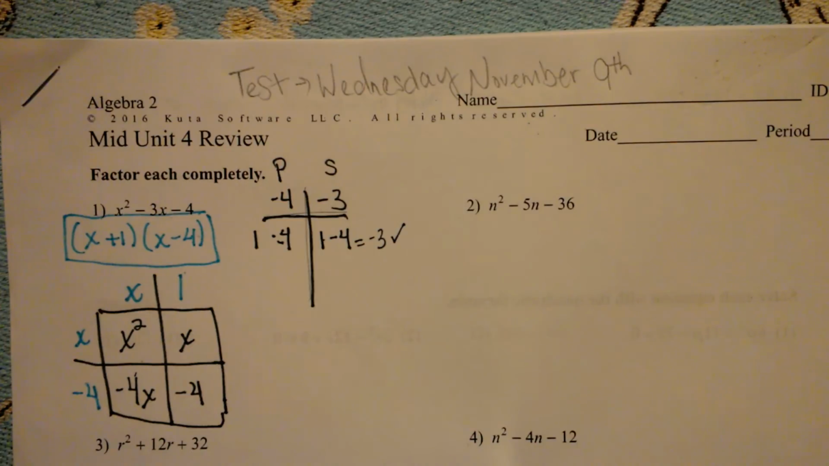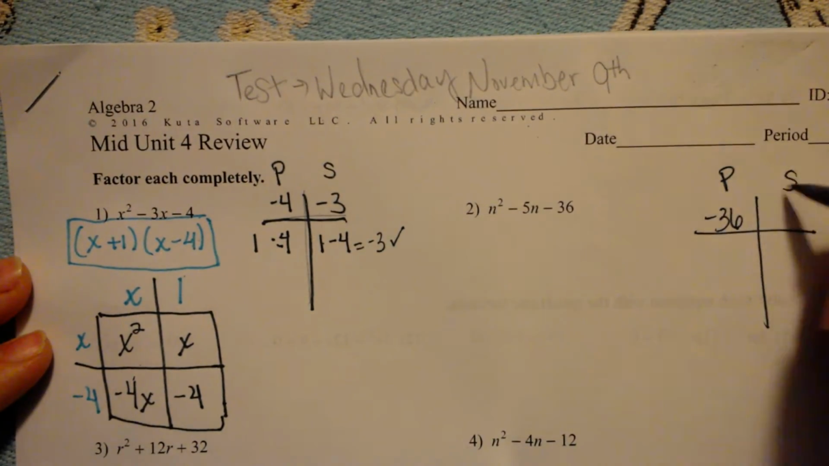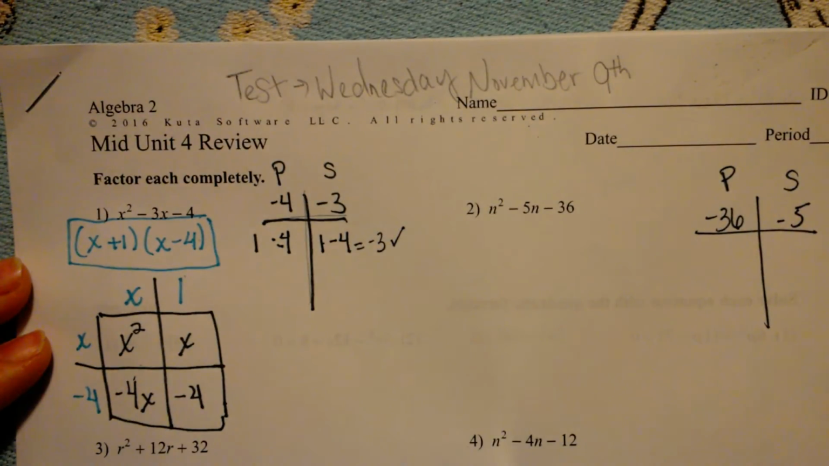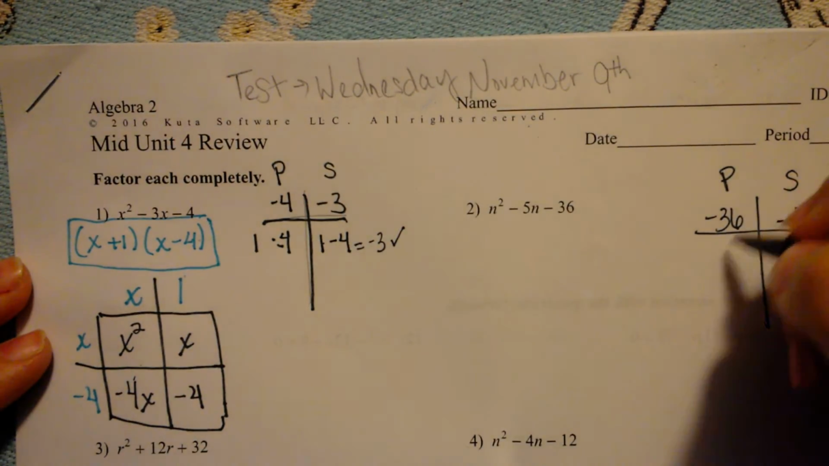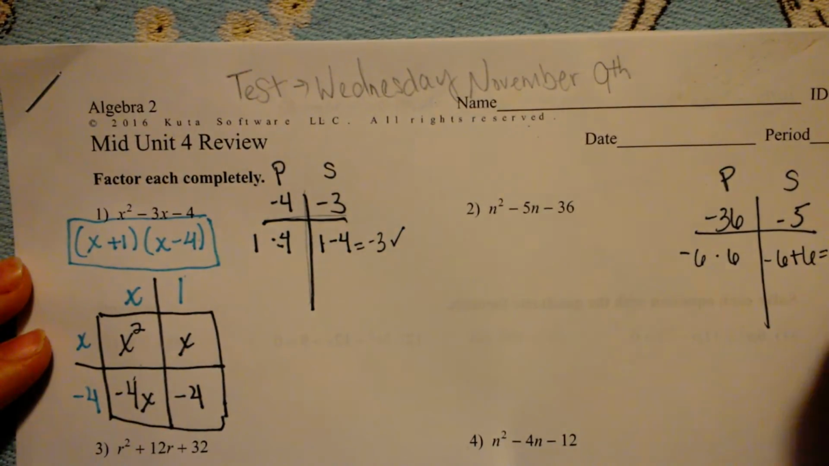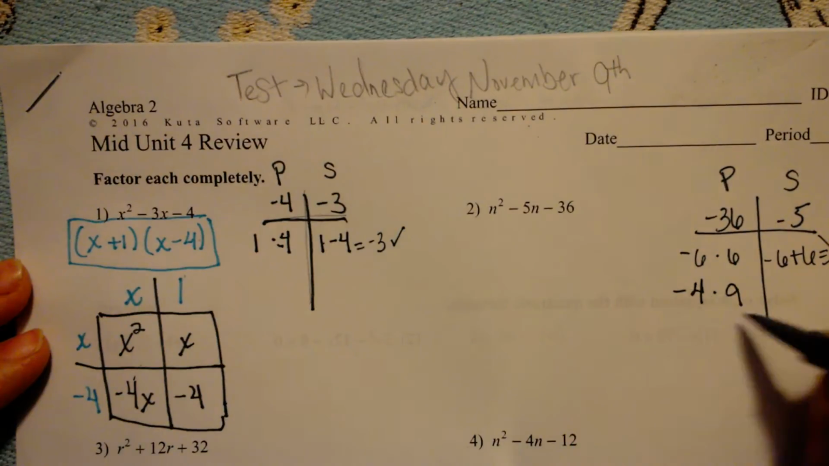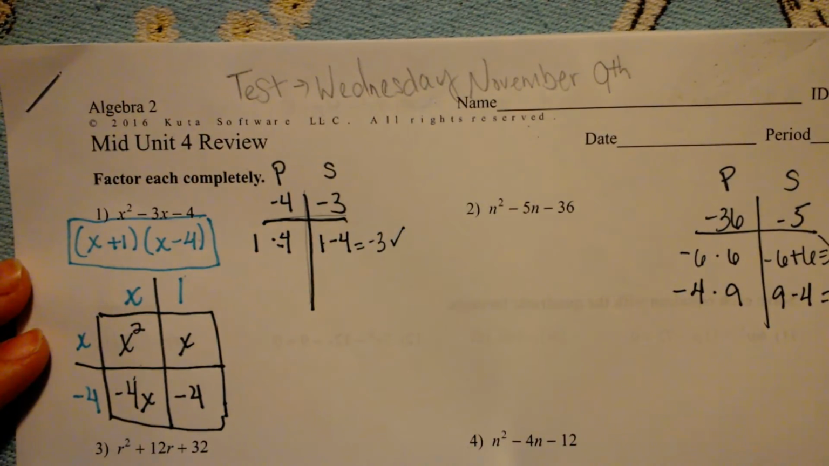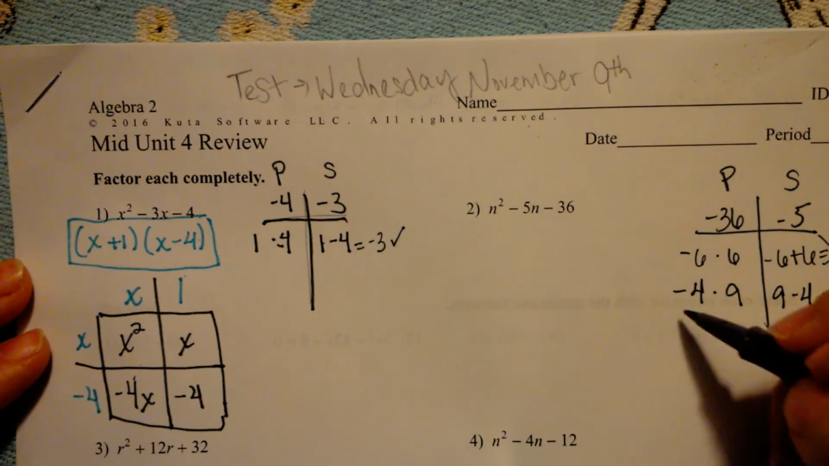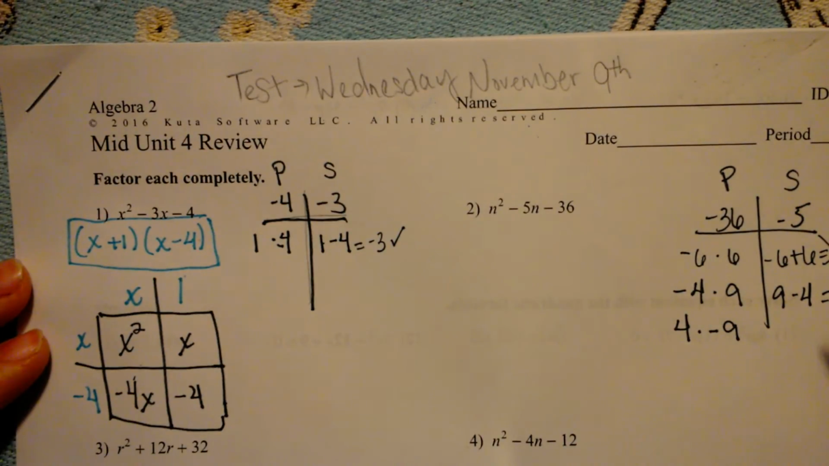Number 2, I need 2 numbers that multiply to give me negative 36. And add to give me negative 5. So I'm going to try 6 and 6. One of them has to be negative. That's going to add to give me 0. That's not what I want. 4 and 9. Negative 4. 9 minus 4 is 5. I need those 2 numbers, but I need to reverse the signs. 4 and negative 9. 4 minus 9 gives me negative 5.